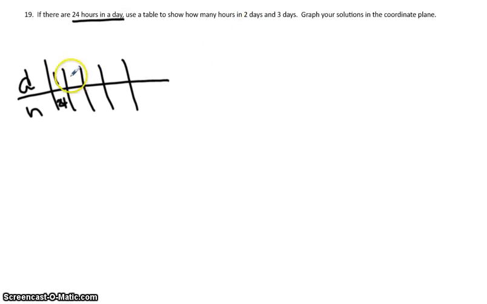So we want to know 2 days. So if I double 1, I get 2. If I double 24, I get 48. In 2 days, it's 48 hours. And I need to know 3 days. So I'm going to add together the 1 plus the 2 and the 24 plus the 48 to get 72. So in 3 days, there's 72 hours.